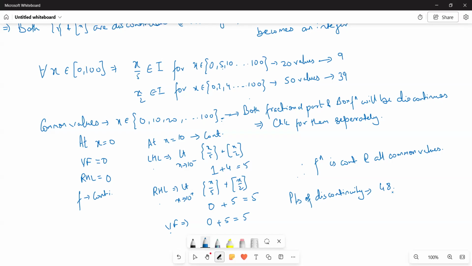Okay, sorry, I made a mistake. 0 to 100, these would be 21 values. And 0 to 100, here also it will be 51 values. And subtracting 11 from each will give us 10 values here, 40 values here, for a total of 50. The answer, the number of points of discontinuity in the function, would be 50. I forgot to include 0 in the upper values.